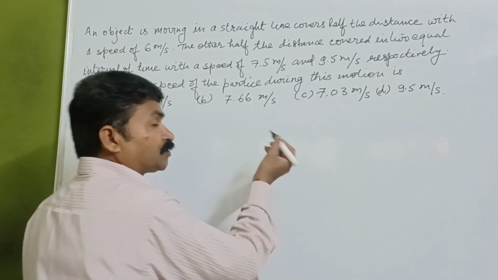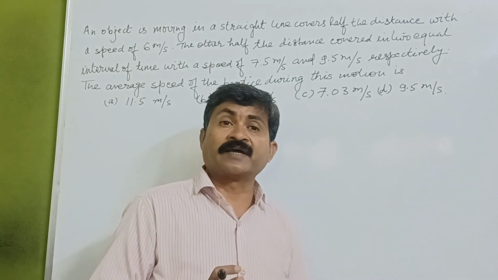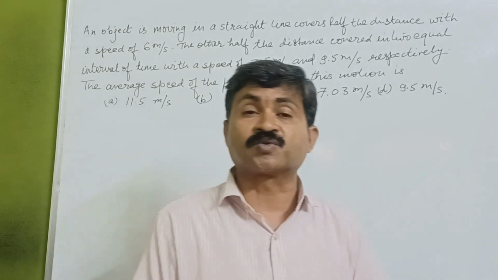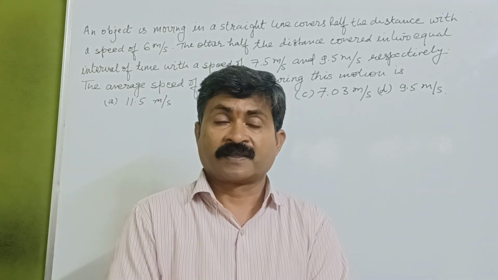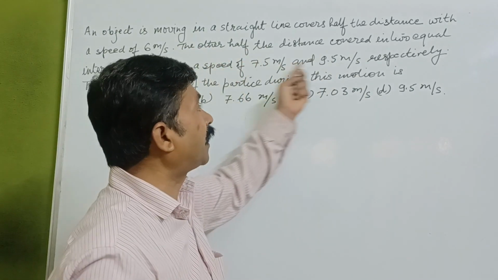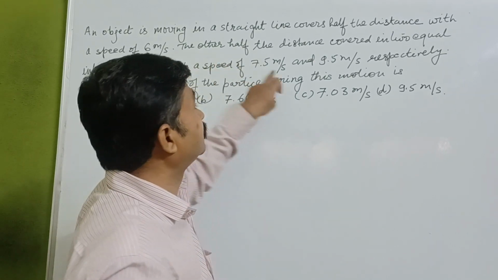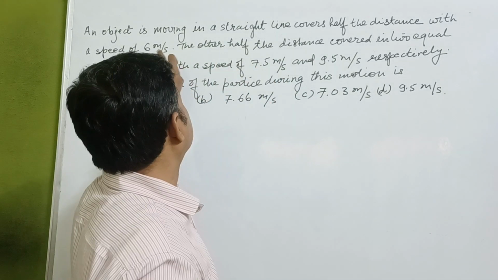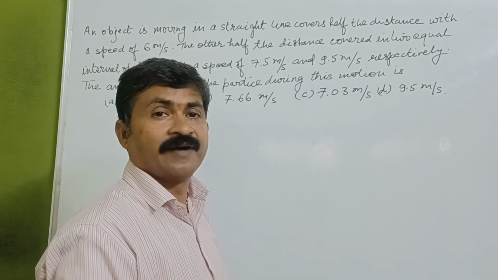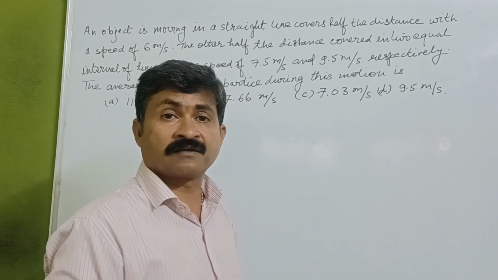This is a question based on speed. Many times, when you want to calculate the average speed, students make mistakes. What type of mistakes? They just take these values and add them. Suppose here we have 3 speeds, so they will do 6 plus 7.5 plus 9.5, add them, divide by 3, and write the answer. But this is not the way.